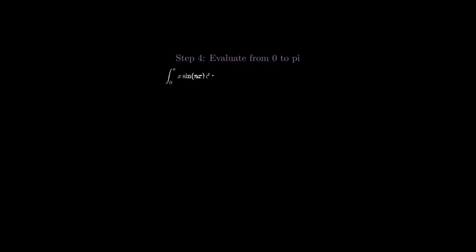Now we evaluate the definite integral from 0 to pi. At the upper limit x equals pi we get this, and at the lower limit everything becomes 0. Sine of n pi is always 0. So only the first term remains.